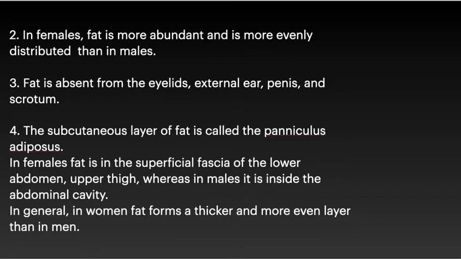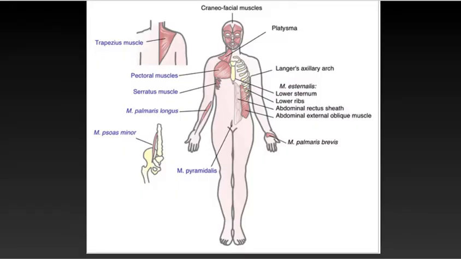The subcutaneous layer of the fat is called panniculus adiposus. In females, this fat is in the superficial area of the lower abdomen and upper thigh, whereas in males it is inside the abdominal cavity. In general, in women fat forms a thicker and more even layer than in men. Okay. So, like we had panniculus adiposus, we have panniculus carnosus, right? Which are these muscles?